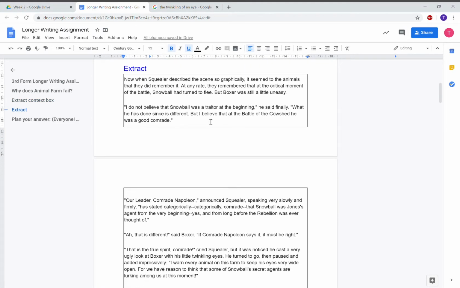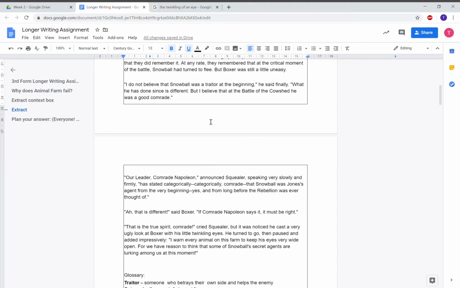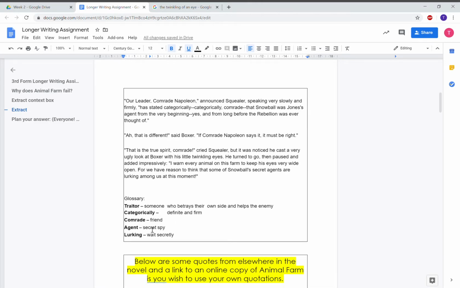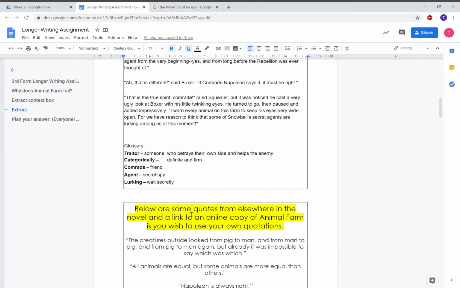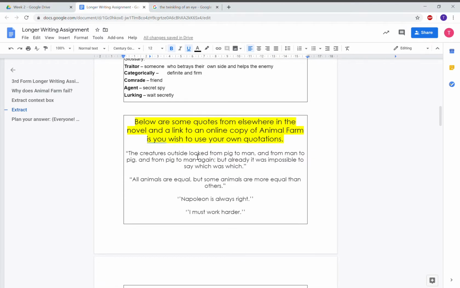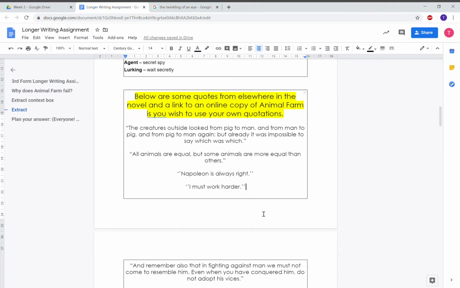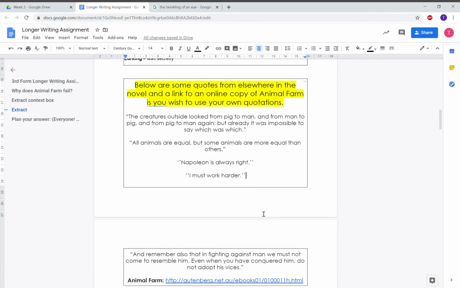Now, I'm not going to read the extract for you. What I think would be best is for you to just read that in your own time, okay? But you then have an extract from chapter 7. There's also a glossary at the bottom for some of the words that you might not know. You also have a few quotations from other parts of the novella, okay?